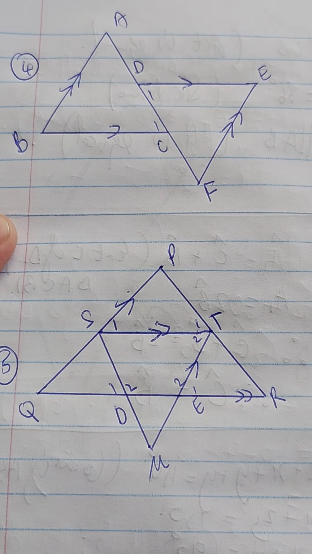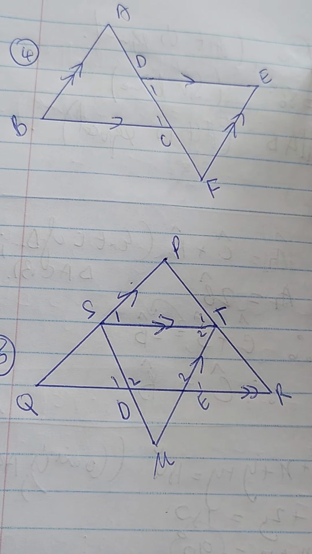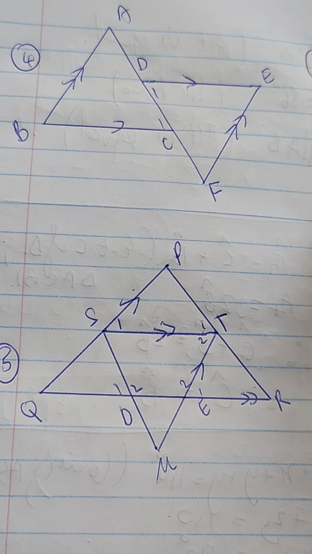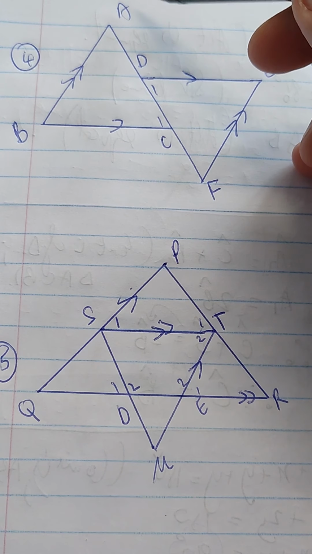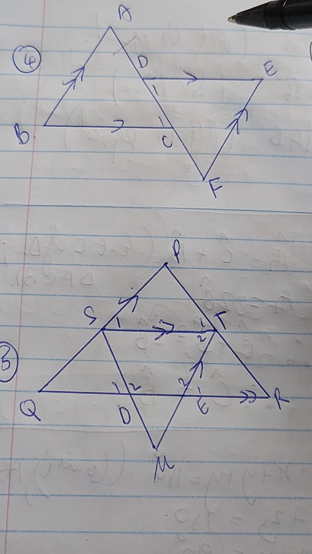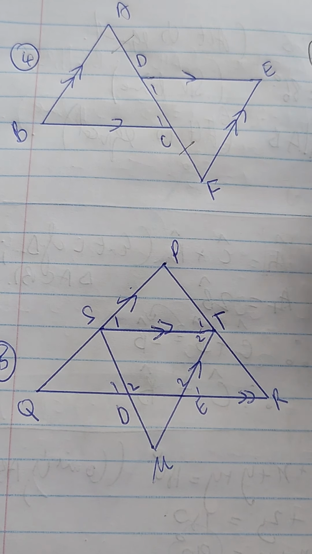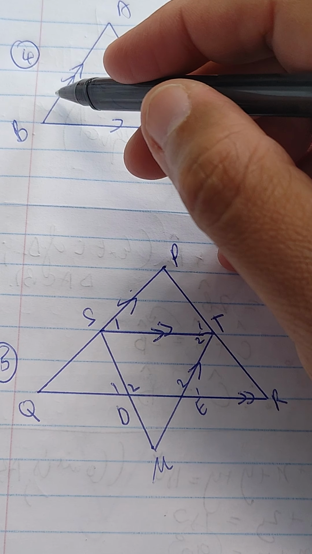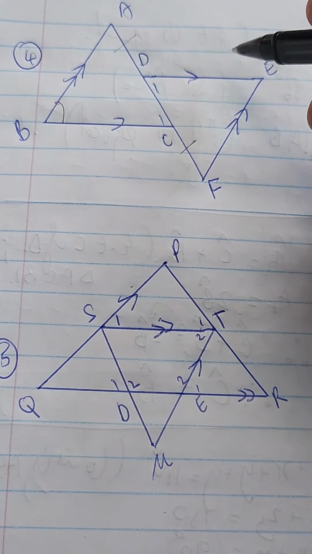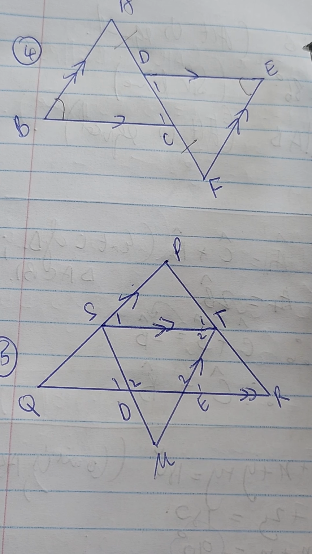So in number 4, right? We're looking at number 4 now. In number 4, we are told that if AD is equal to CF, we are required to prove that angle B is equal to angle E. Okay.